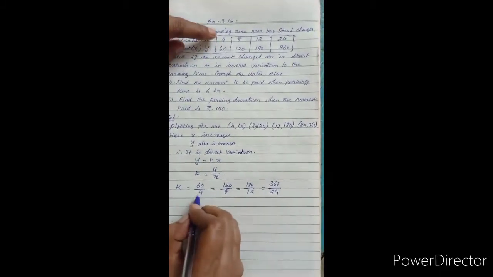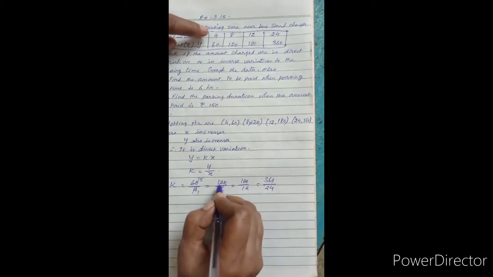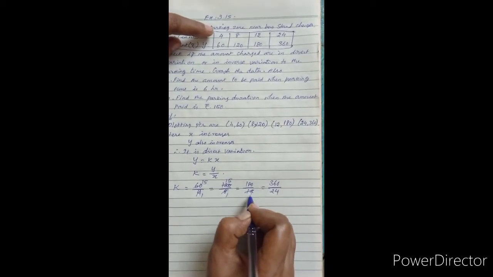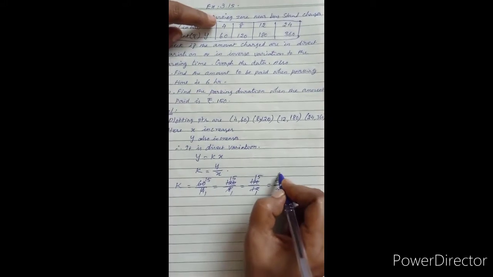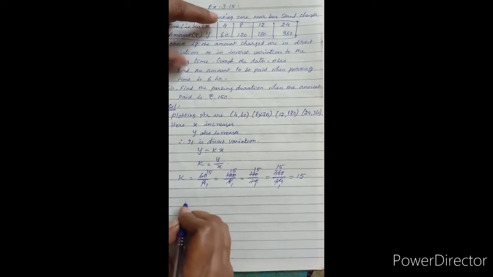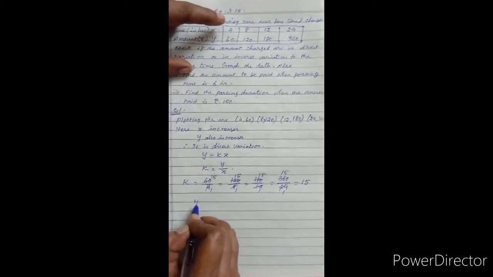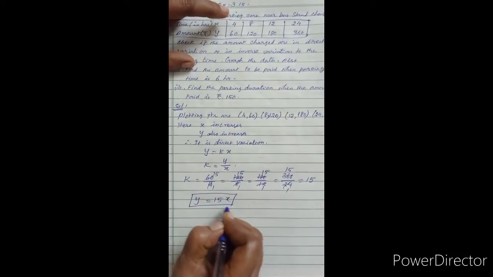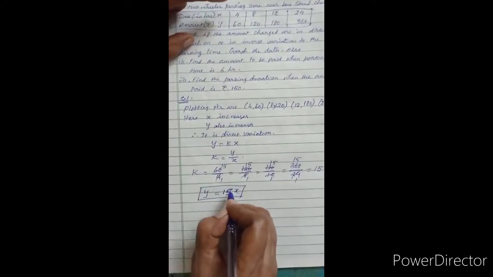We can cancel by the 4 table: 4 15s are 60. Here 8 15s are 120. Here 12 15s are 180. 24 15s are 360. Therefore, our constant is 15. Here in this question, the required equation is, substituting k as 15, y is equal to 15x. This is the required equation for this question. So, you should find this equation first.